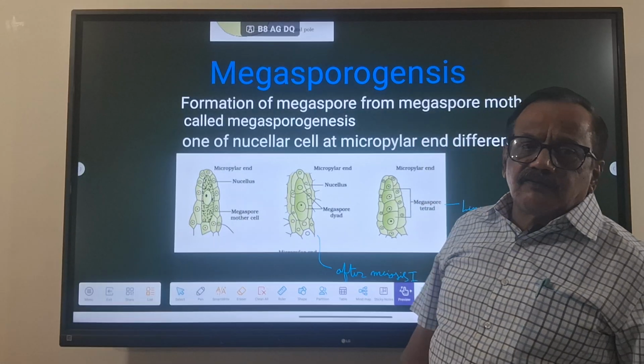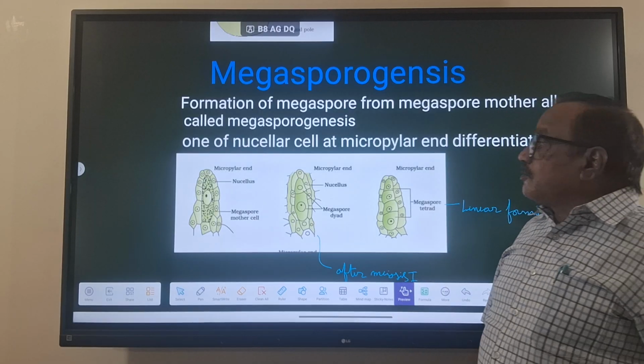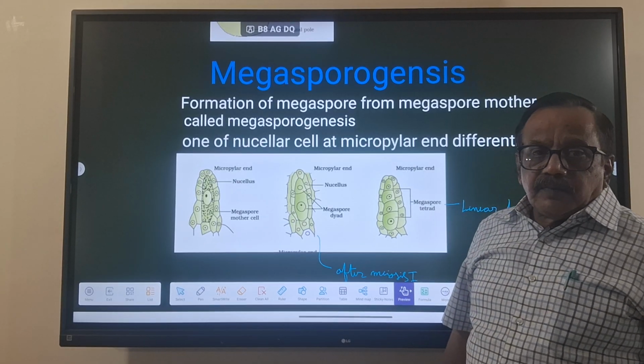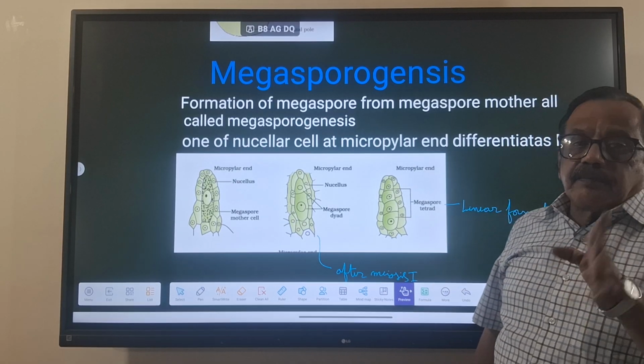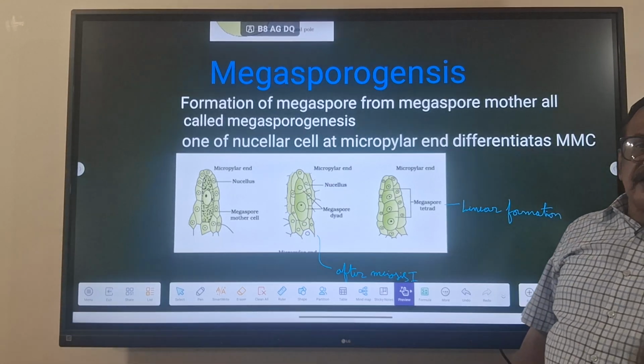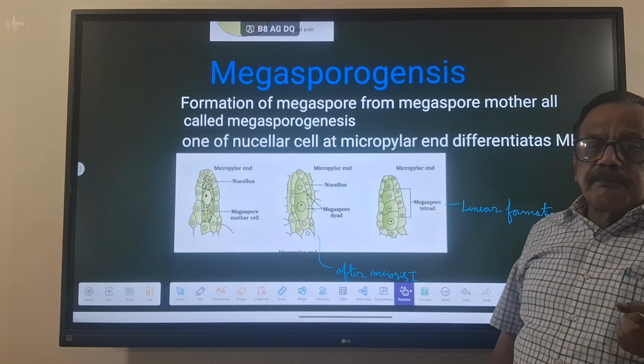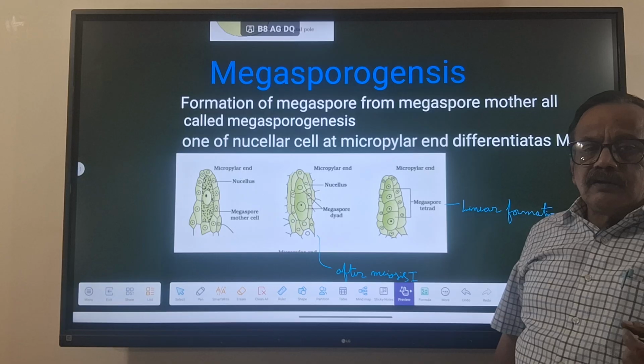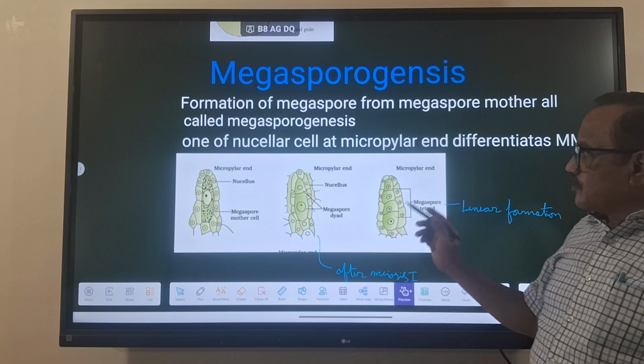Megaspore mother cell, it will be formed. This megaspore mother cell, what will it do? Megaspore mother cell is a diploid one. It has to take the meiotic division to form the haploid megaspores, 4 megaspores.